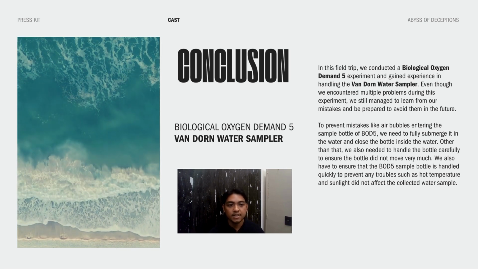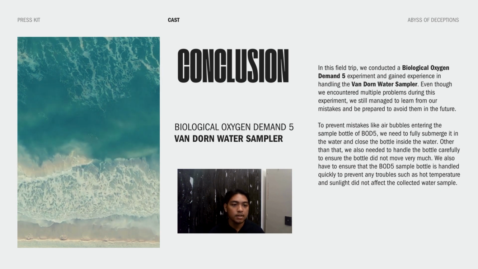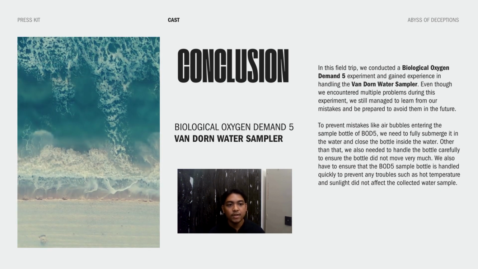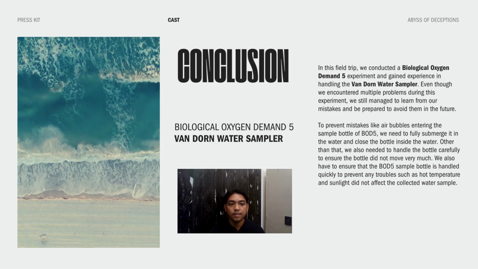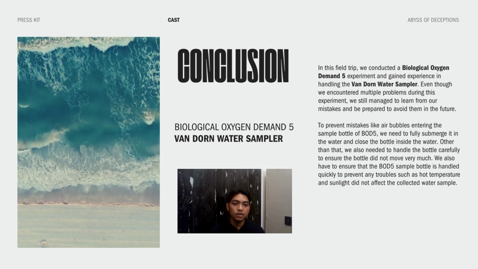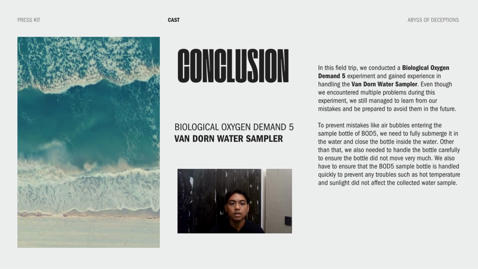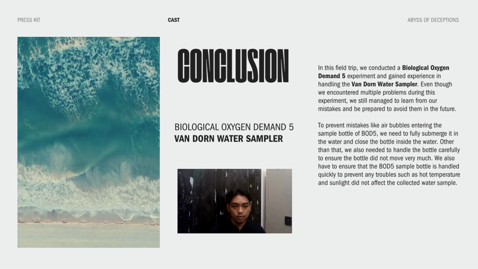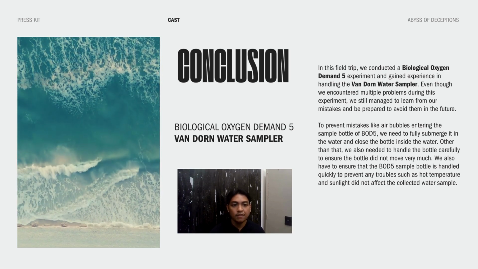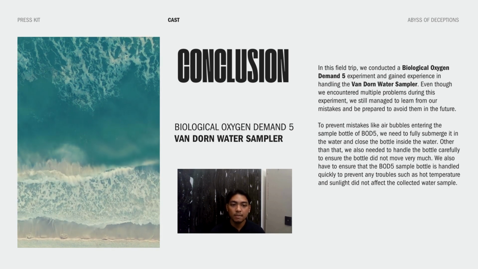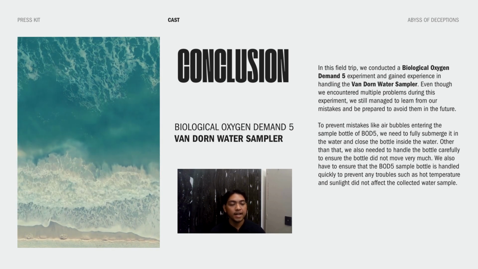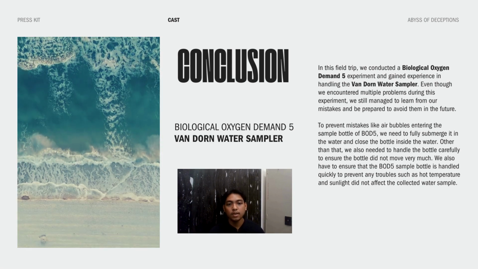To prevent mistakes like air bubbles entering the sample bottle of BOD5, we need to fully submerge it in the water and close the bottle while inside the water. Other than that, we also need to handle the bottle carefully to ensure the bottle does not move very much. We also have to ensure that the BOD5 bottle sample is handled quickly to prevent any trouble such as hot temperature and sunlight that affect the collected water samples.